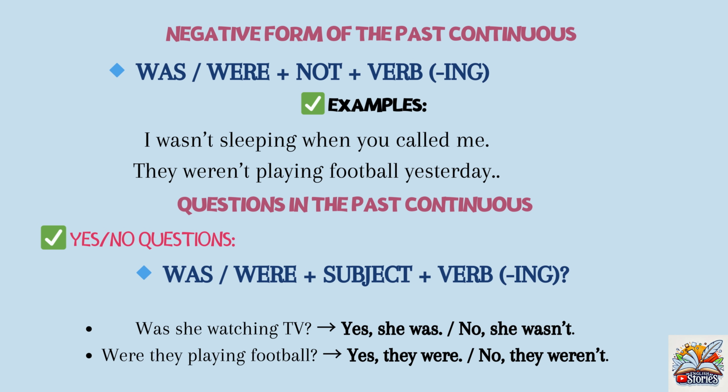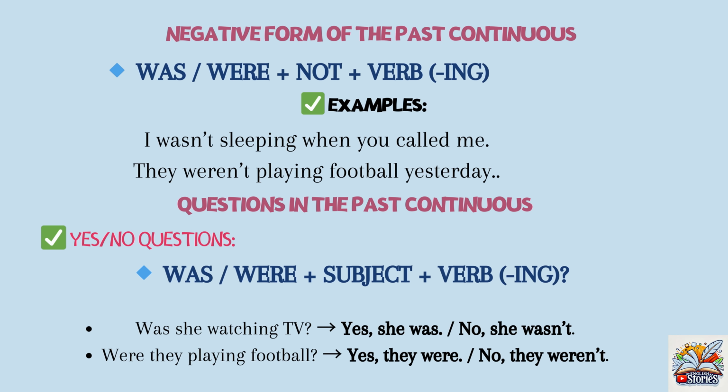When we use the negative form of the past continuous, we add not after was or were and then use the verb with ing. For example, I wasn't sleeping when you called me. They weren't playing football yesterday. Notice that we use wasn't with I, he, she, it, and weren't with you, we, they.